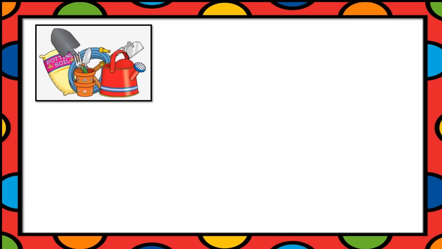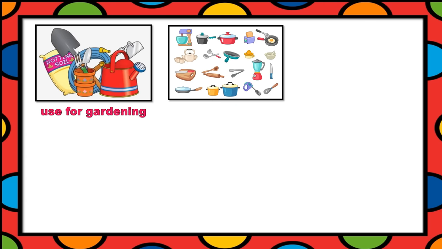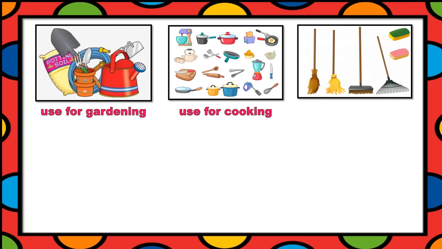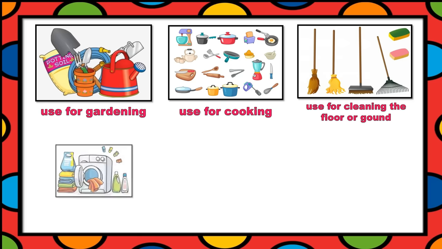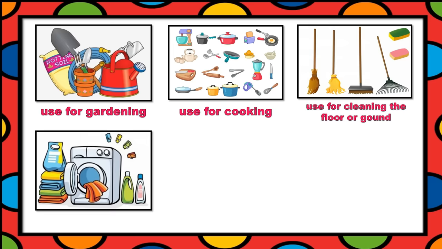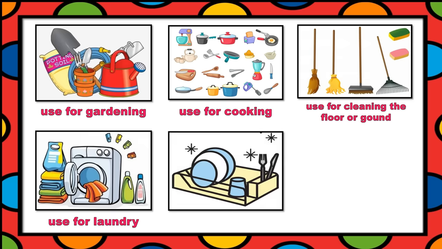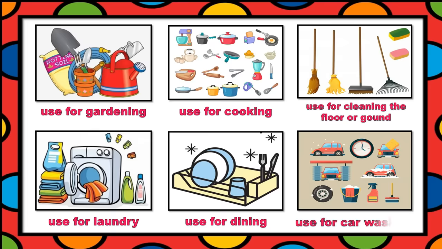The first set of objects is used for gardening. The second set of objects is used for cooking. The third set of objects is used for cleaning the floor or ground. The fourth set of objects is used for laundry. The fifth set of objects is used for dining. And the last set of objects is used for car washing.